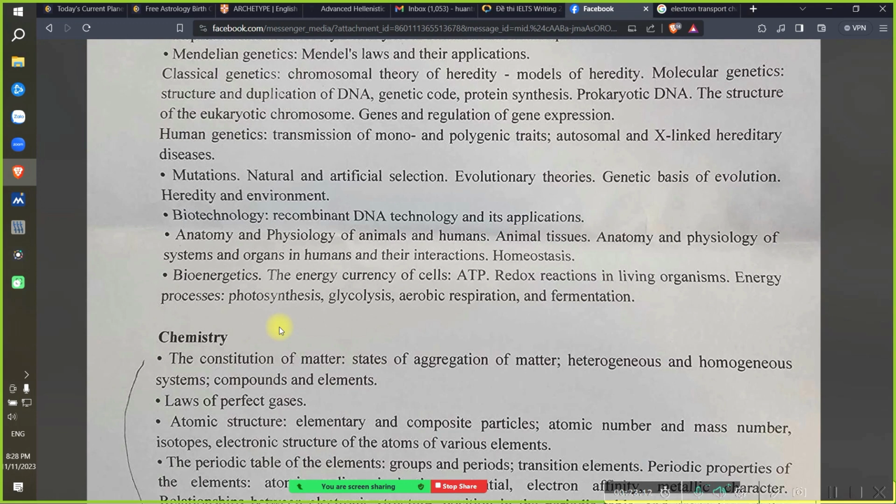And glycolysis is the first stage of respiration, and it occurs in both aerobic and anaerobic respiration. So what happens in glycolysis? Glycolysis.